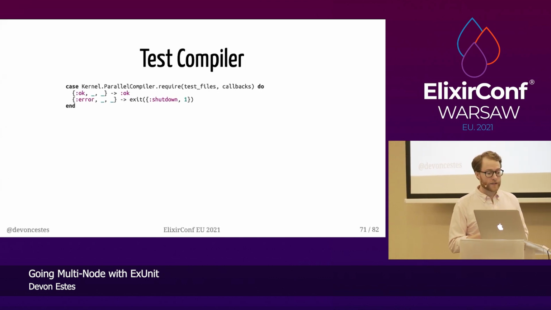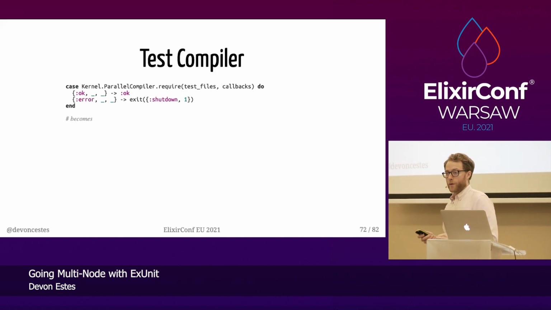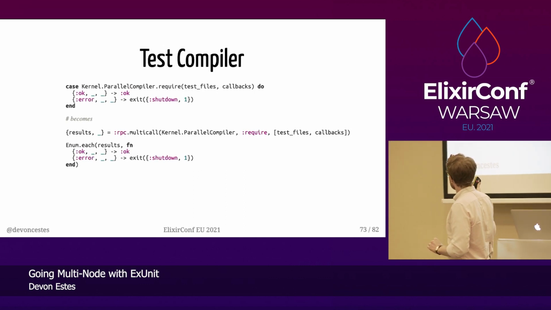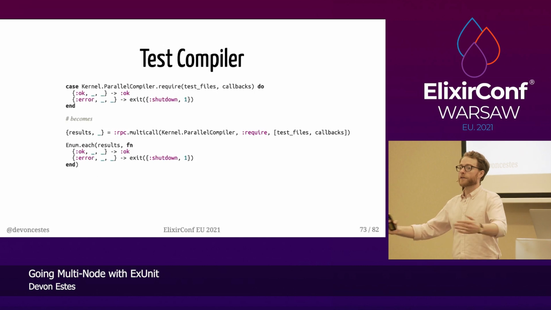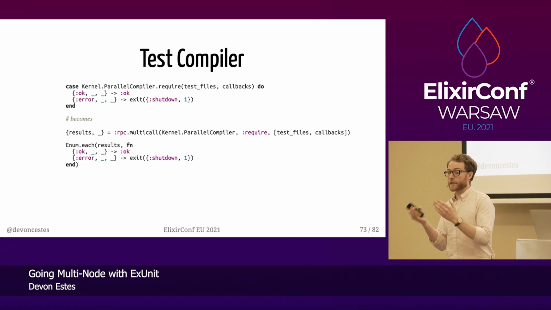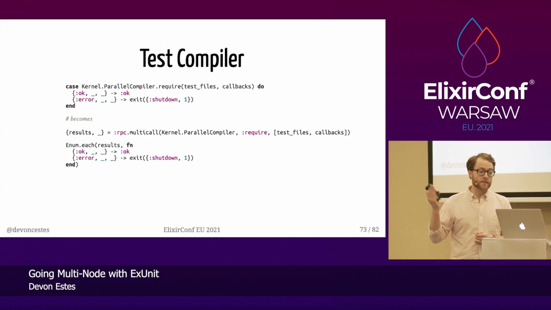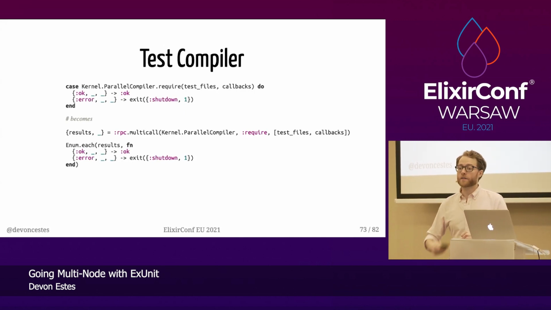And luckily, we can change this pretty easily. We just do this. So instead of doing it locally, we do another RPC multicall, and we say, hey, please evaluate this function on all nodes in the cluster. With RPC multicall, if you don't give it a list of nodes as the first argument, it will just default to all nodes in the cluster, including the local node. So this is going to go ahead and compile all of our tests for us on all of the nodes in the cluster.